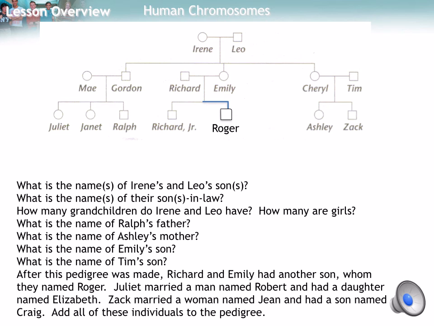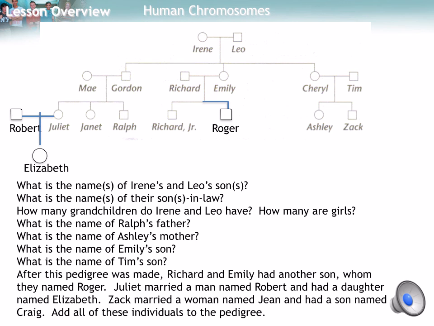The next one is Juliet married a man named Robert. So we find Juliet. She's in the third generation. She's the first one in the third generation. And she's married, so she will have a horizontal line. She's married to a man, so we should have a square, and his name is Robert. And they have a daughter named Elizabeth. So we have to have a vertical line between those two individuals. And since it's a daughter, we have to have a circle to represent Elizabeth.